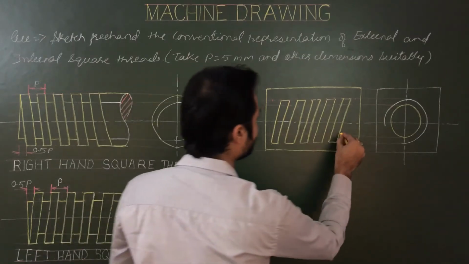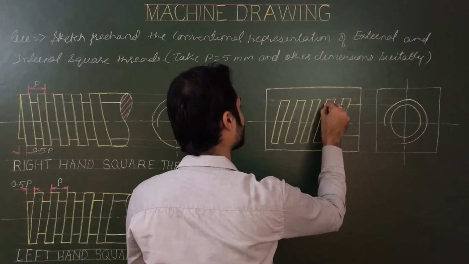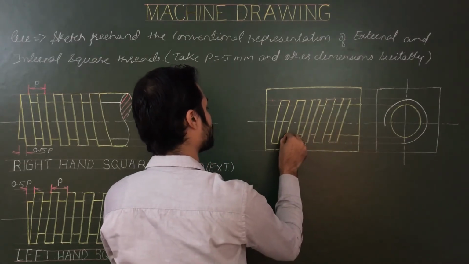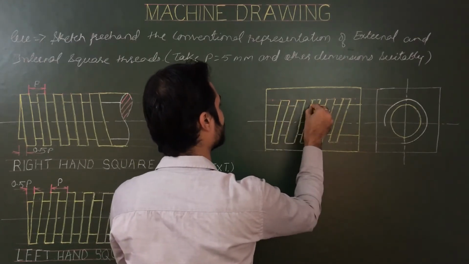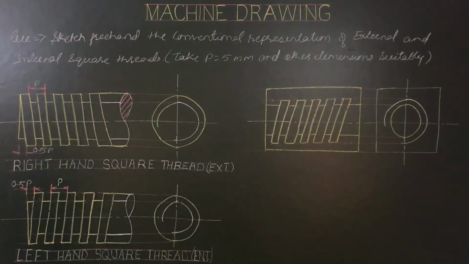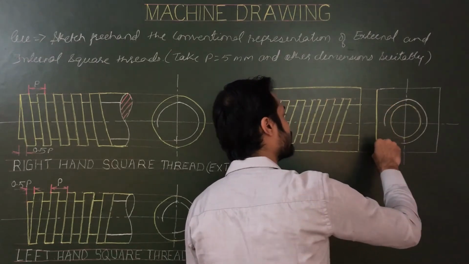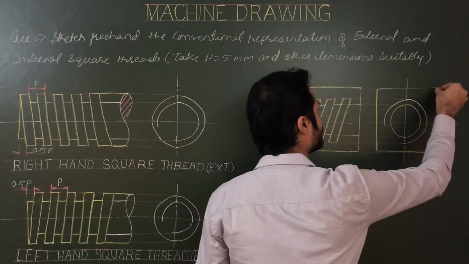Right, and then okay, we can stop here. So for internal or minor limit, join these points. So this is the representation of right hand square thread internal. Right hand square thread internal, and please use dark pencil for outer boundaries.